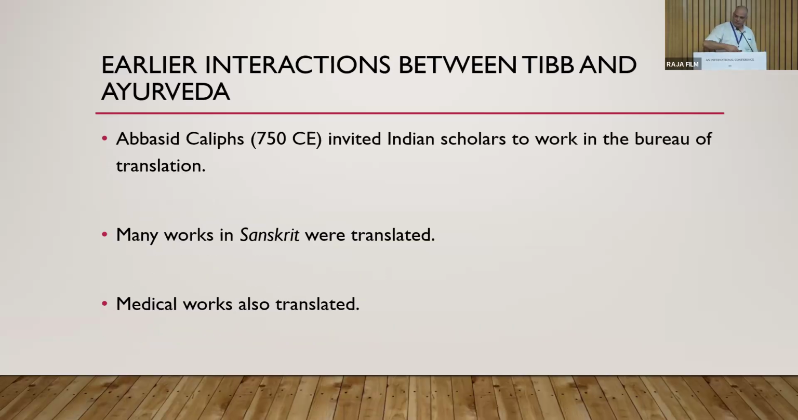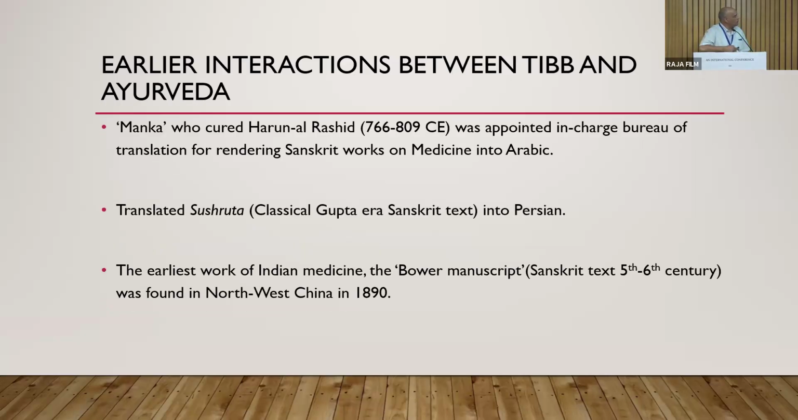Though there were some earlier interactions before the Mughal or Sultanate period, during the Abbasid period, they invited Indian scholars to the Bureau of Translation in Baghdad, the House of Wisdom, Baitul Hikmah, everybody knows it. So the Abbasid caliphs invited scholars from India for translation of Sanskrit works. Many Sanskrit works were translated on astronomy and mathematics, but medicinal books were also translated. A very popular person, Manka, also known as Malka al-Hindi, was court physician to Harun al-Rashid. He was appointed in charge of these translations.